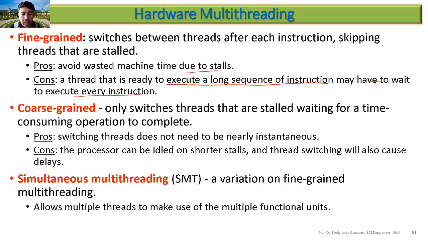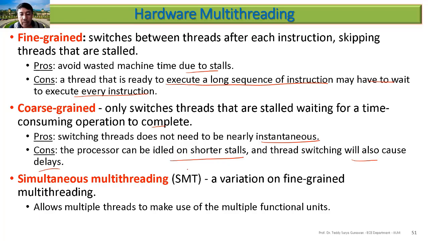In coarse grain, you only switch threads that are stalled, waiting for a time-consuming operation to complete. The advantage is that switching threads does not need to be nearly instantaneous, because you are coarser grain, but the processor can be idle on shorter stalls, and thread switching will also cause some delays.